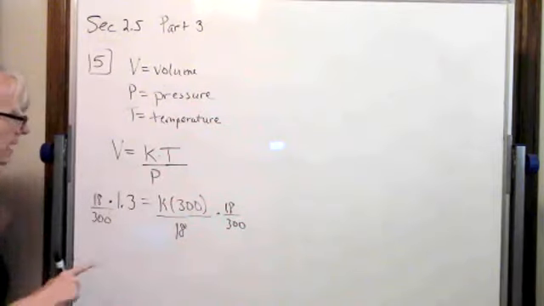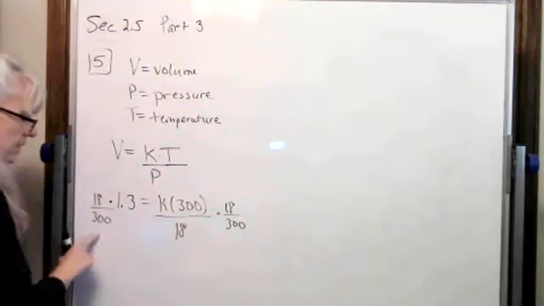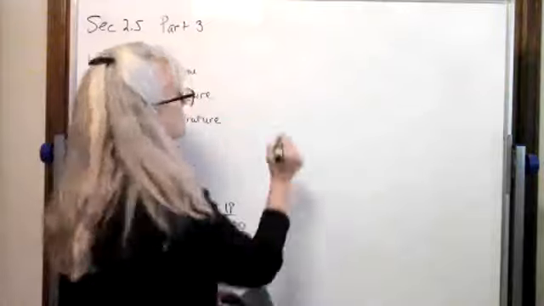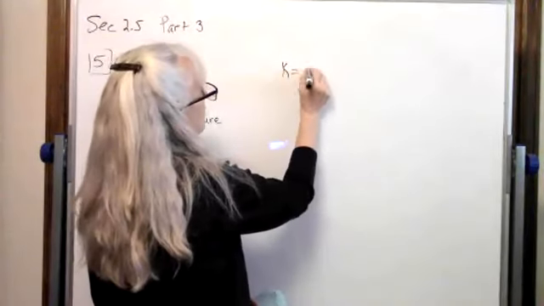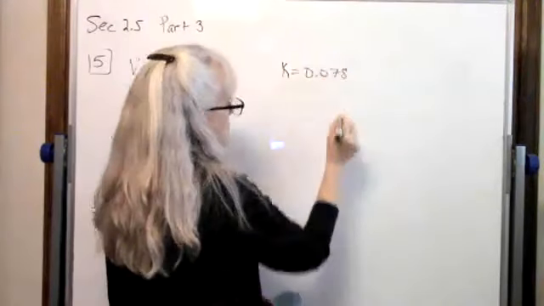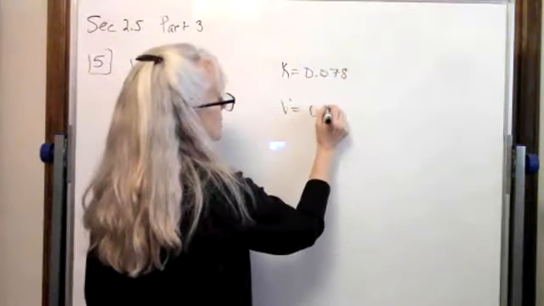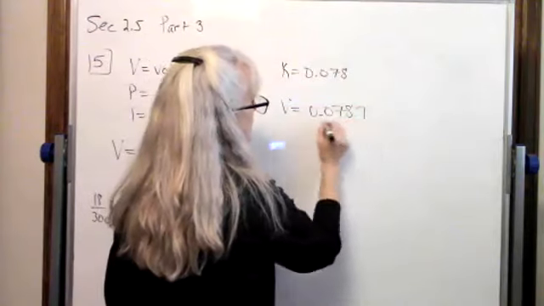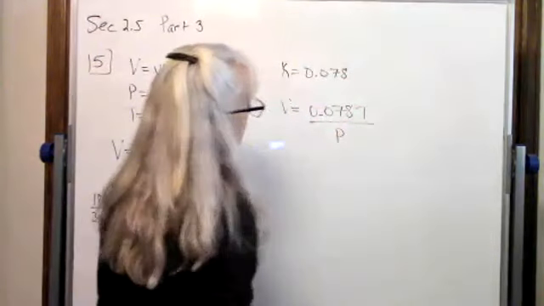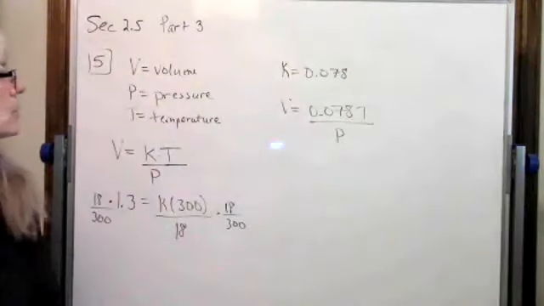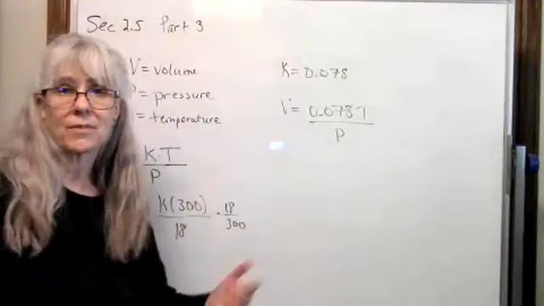And if you do that, so 1.3 times 18 and then divided by 300, you end up with a tiny k, not as small as the last one, but 0.078 is what you end up with. So now we have an equation that our volume is equal to 0.078 times T all over P. So now if you give me a T and a P, I can give you the volume, or give me 2 of the 3 and I'll give you the other one.